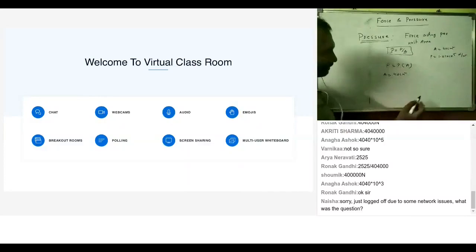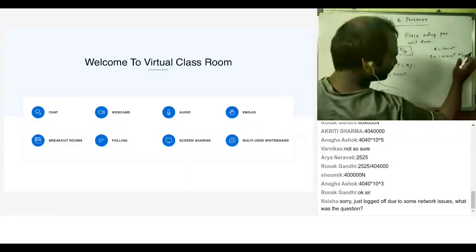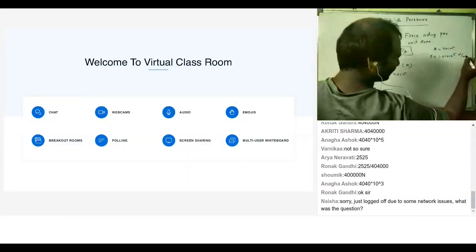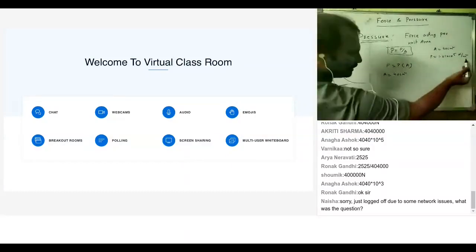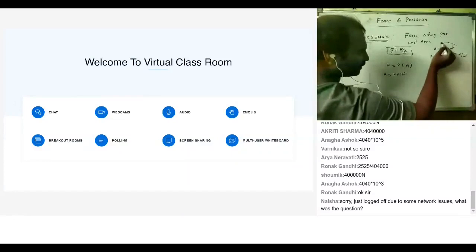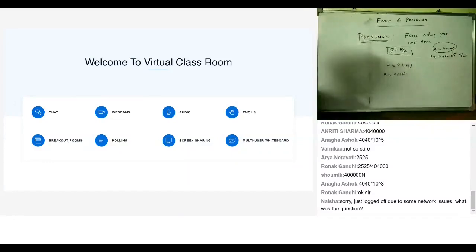Centimeter square. Here, pressure is given in terms of meter square. So either I convert this per centimeter square, or convert this part into meter square. So how do I convert it?